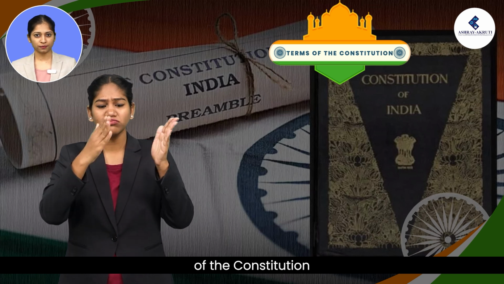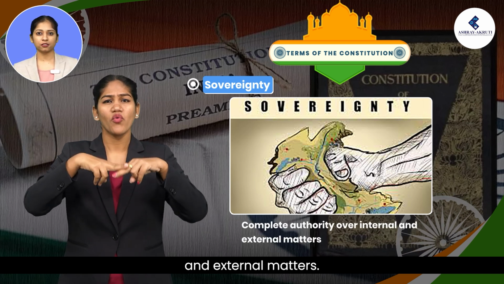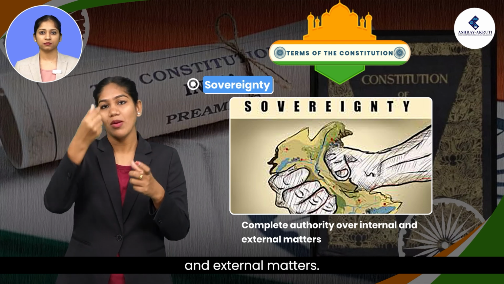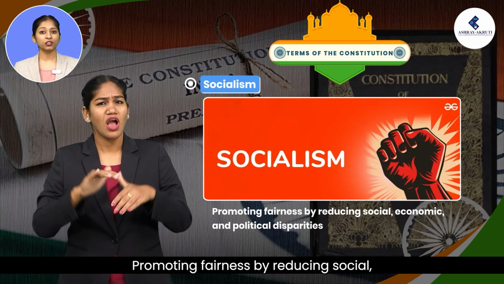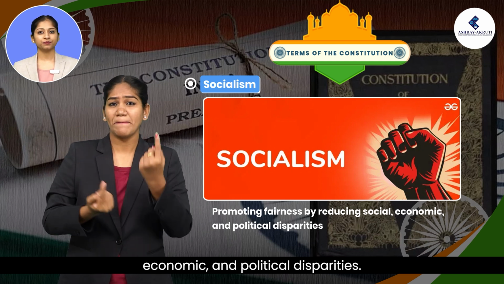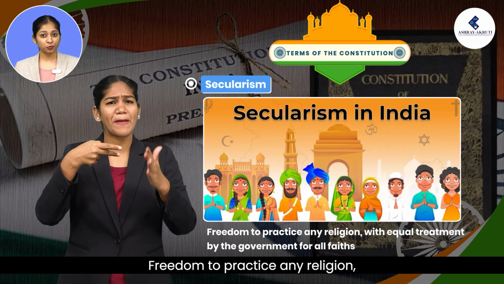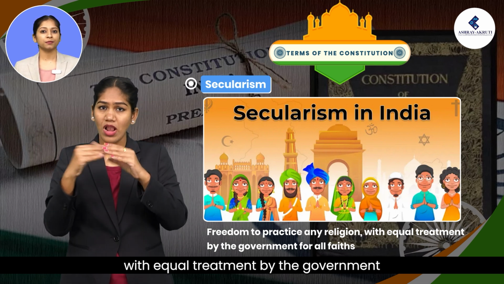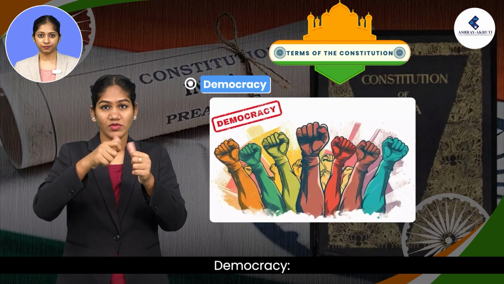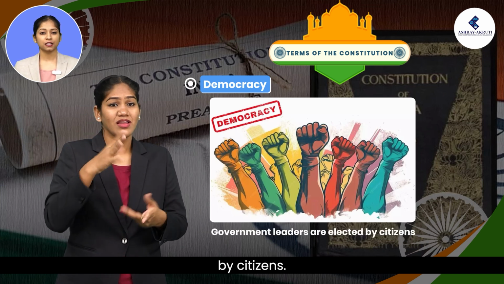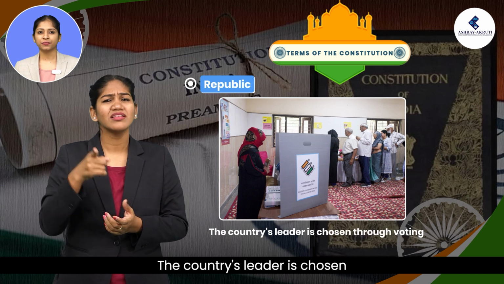Have a look at the terms of the Constitution. Sovereignty: complete authority over internal and external matters. Socialism: promoting fairness by reducing social, economic, and political disparities. Secularism: freedom to practice any religion with equal treatment by the government for all faiths. Democracy: government leaders are elected by citizens. Republic: the country's leader is chosen through voting.